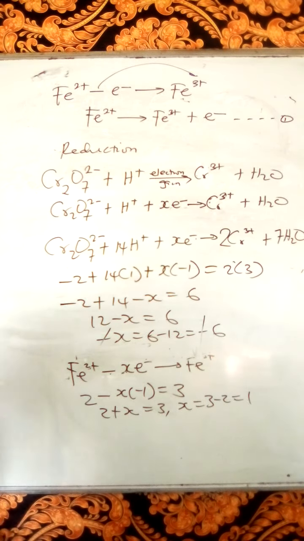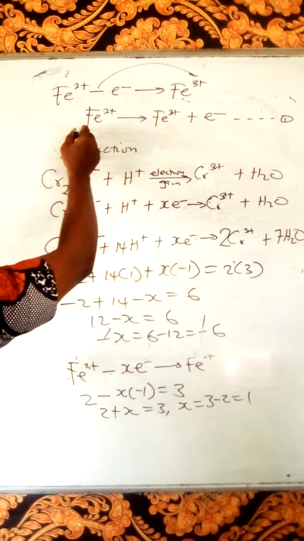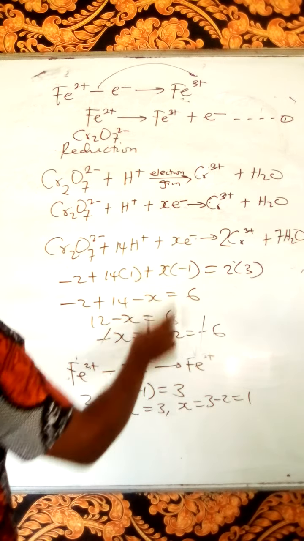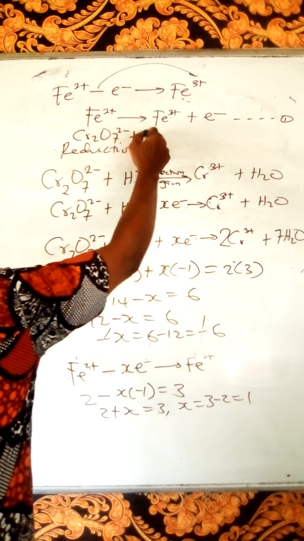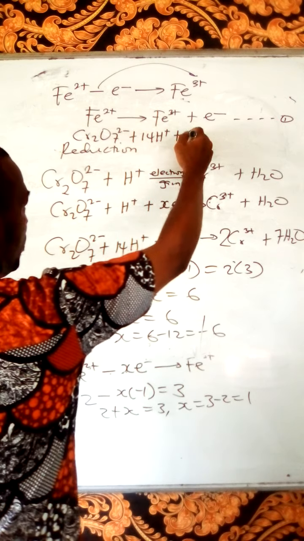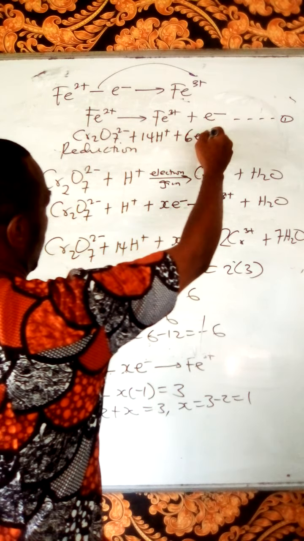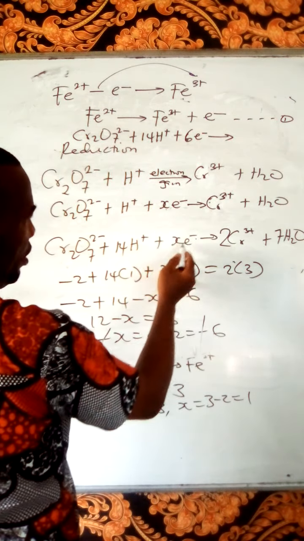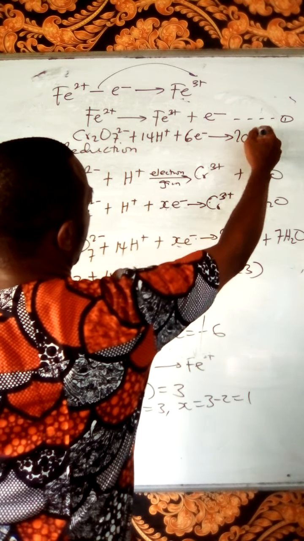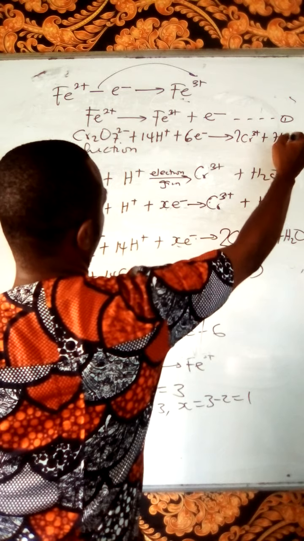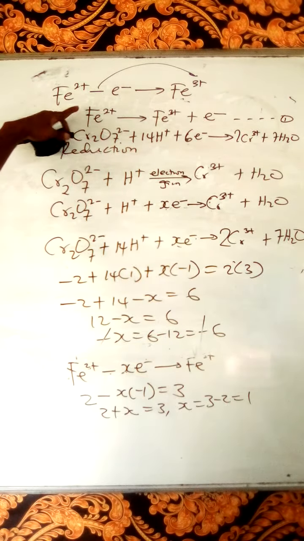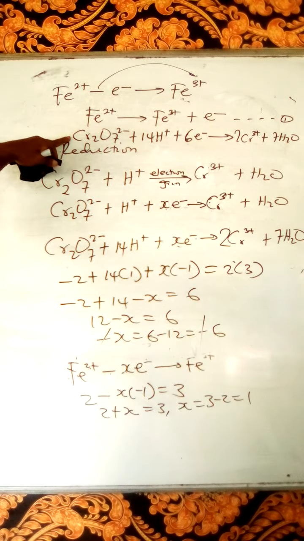That means the reduction equation will now be Cr2O7 2 minus plus 14 hydrogen ions plus 6 moles of electrons. You put 6 here. Giving 2 chromium 3 ions plus 7 molecules of water. That is our equation 2. So we now have the oxidation equation and the reduction equation.